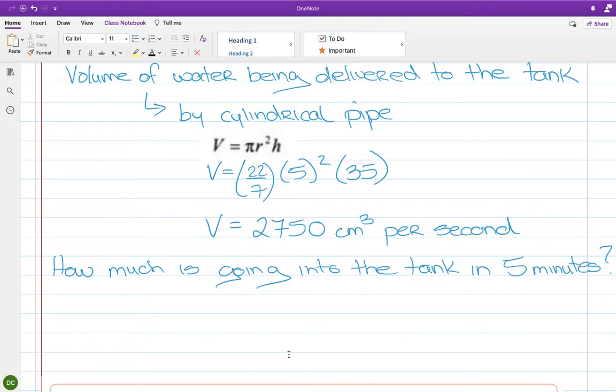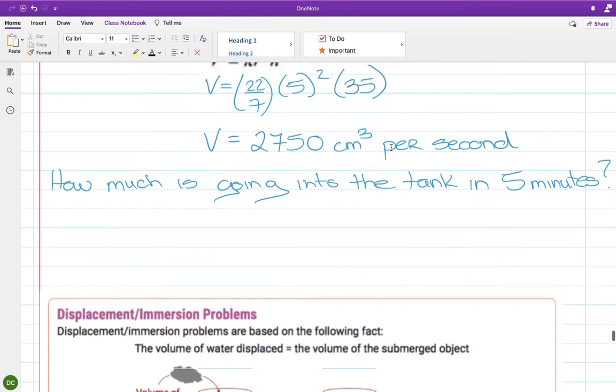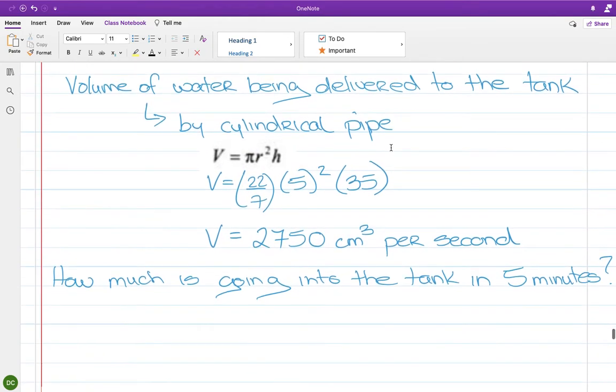Okay, right. So 2,750 centimeters cubed is flowing through that pipe per second into the tank. We want to know how much is going to go into the tank in 5 minutes, because that's what we were asked. We were asked to find the rise in the depth of the water of the tank in 5 minutes. So how much water goes in the 5 minutes?